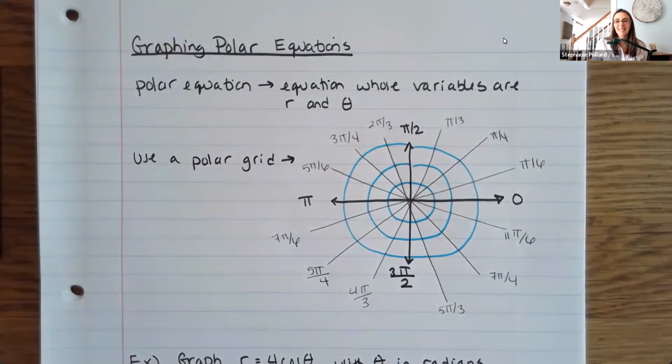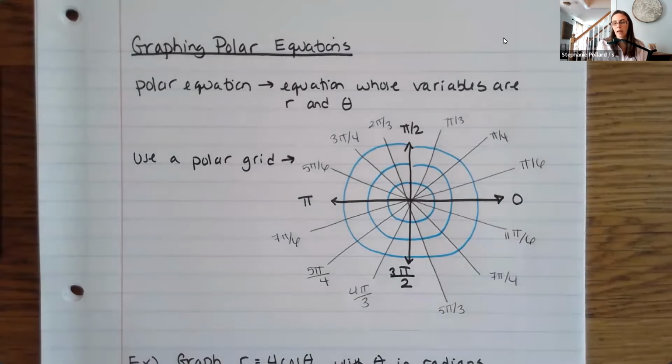Hi, everybody. In this next section, we're going to look at graphing polar equations. So we've already talked about how to plot polar coordinates, and now we're going to go to the full equation and how to actually graph them. So just remember first that a polar equation has variables r and theta instead. And what you do is you actually graph on a polar grid.